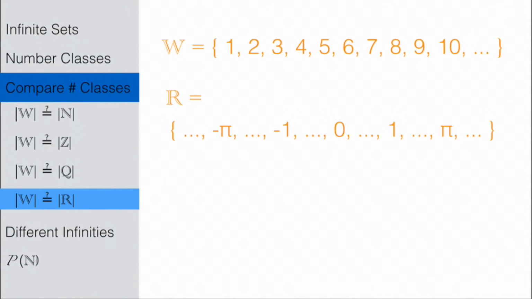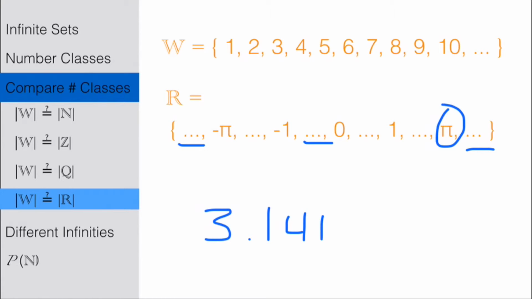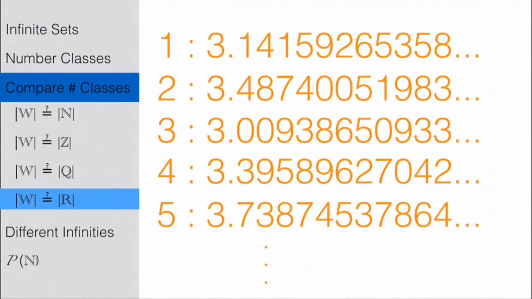Now let's try to see if we can find a bijection from the whole numbers to the real numbers. So this time, not only do we have to worry about positive infinity, negative infinity, the infinity between every number, but we also have to worry about the infinity that's encapsulated by irrational numbers. Pi, for instance, is 3.14159 going on for infinity in a non-repeating way. So we're going to approach this by doing a proof by contradiction, which is similar to the kind that we used at the beginning of this video.